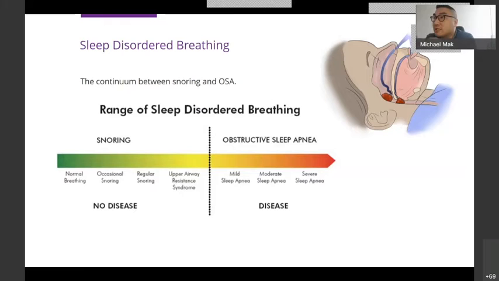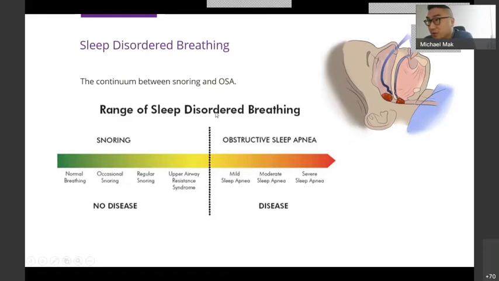So snoring is when the airways leading to your lungs are still patent, they're still open, and air can still flow through, but there's some turbulence in the air, and the turbulence leads to sounds, leads to snoring. Sometimes it can be a small, soothing trill of a bird, but it can also be as loud as a train coming by. So snoring represents the more benign side of sleep disordered breathing.